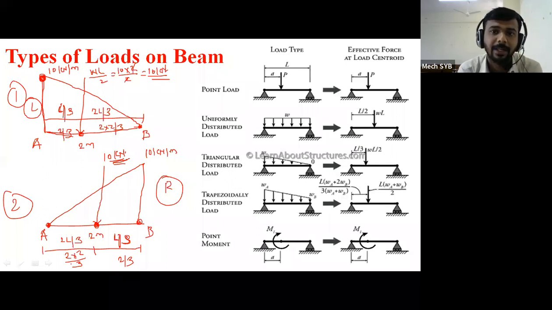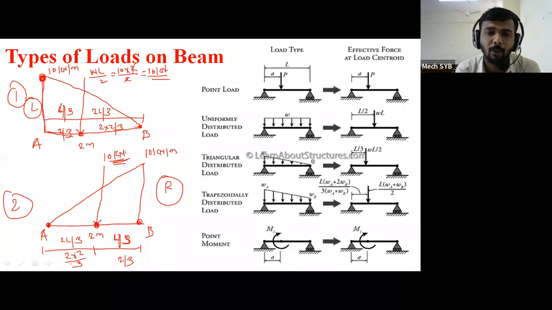So these are the different types of loads which we have to use in our further calculations. What is the point load? The load which acts at a particular point is called a point load. What is the UDL? The load which is uniformly spread over the entire beam is called a uniformly distributed load, and it will be converted into a point load by using the formula W into L, and it will act at the center of the UDL, that is L by 2.